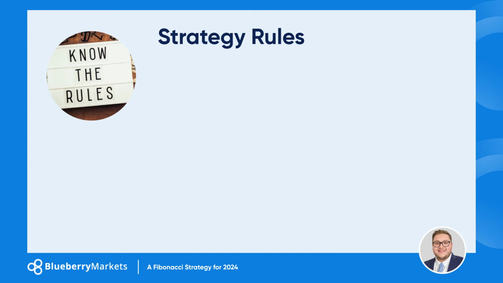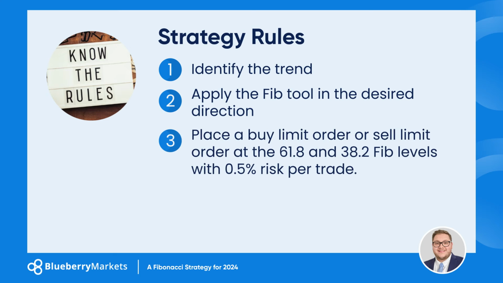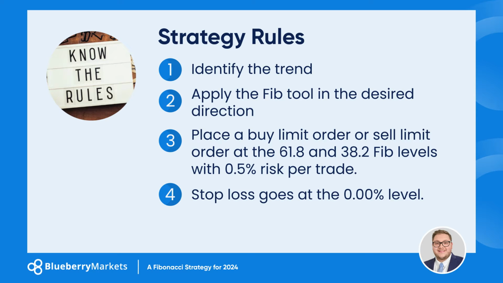Now, simple strategy rules: we want to identify a trend in the market, we want to apply the Fib tool in the desired direction, and then we want to place a buy limit or sell limit order at the 61.8 and 38.2 Fib levels with 0.5 risk per trade. Then your stop loss goes at the 0% level and you target the 127.2 Fib extension. So essentially what we're trying to do here is catch the trend in the market using limit orders, and then we're trying to target 1, the bottom, and target 2, the 127 extension, to give us a little bit of an edge in the market. So I'm going to pause the video here, jump onto a chart, and show you how to apply these rules.